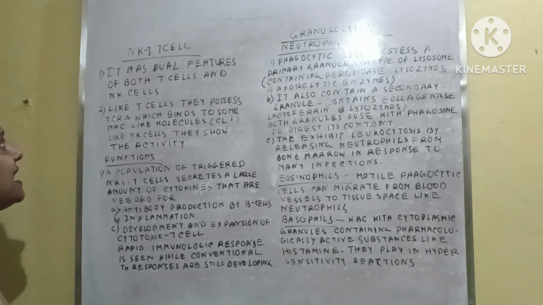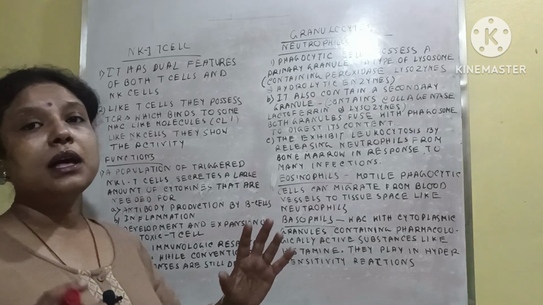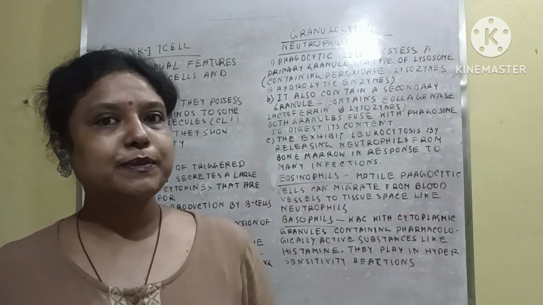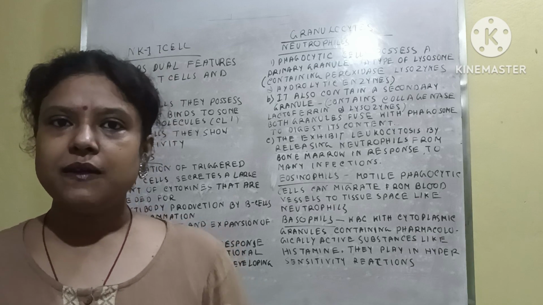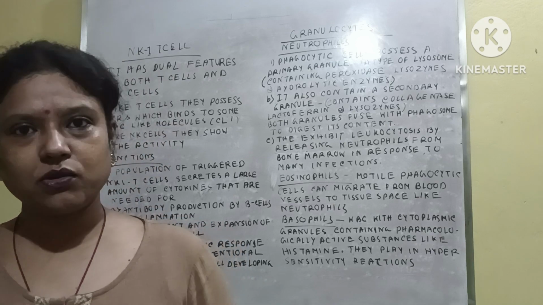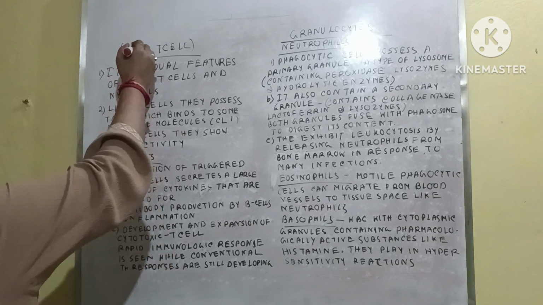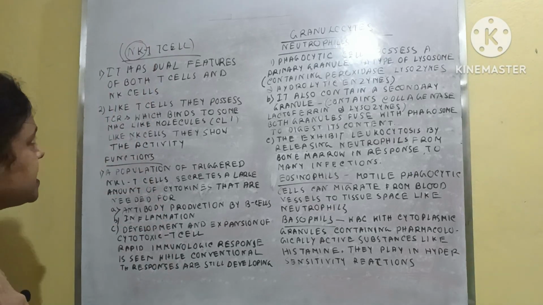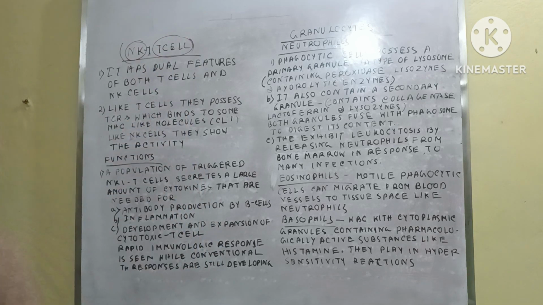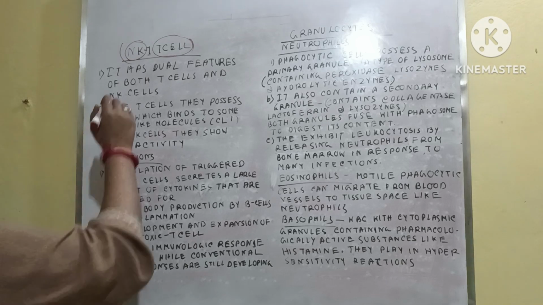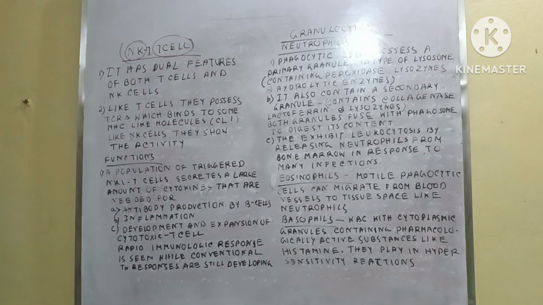That is the NK1-T cell. Okay, another thing is that I have already explained about the T cell and NK cell in my previous videos, so you check out that one. This is the NK1-T cell. Why is it called the NK1-T cell? Because it has the features of NK cells and obviously the features of the T cells. Clear? Both the features they have, that's why they are known as the NK1-T cell.